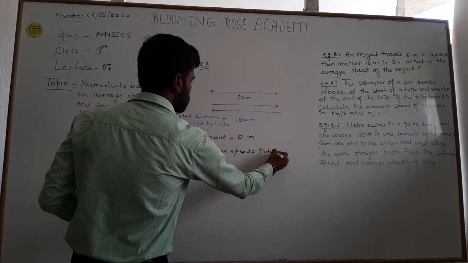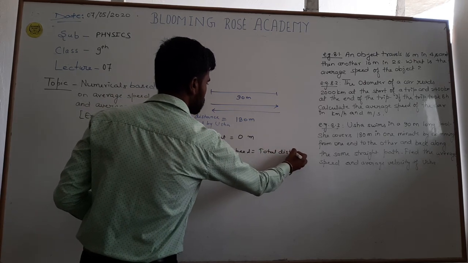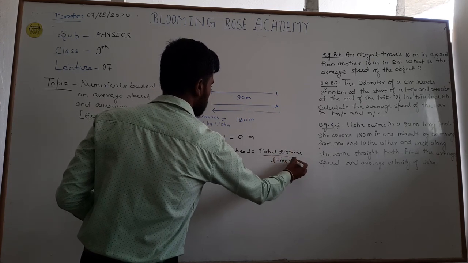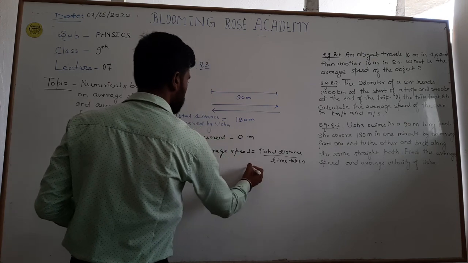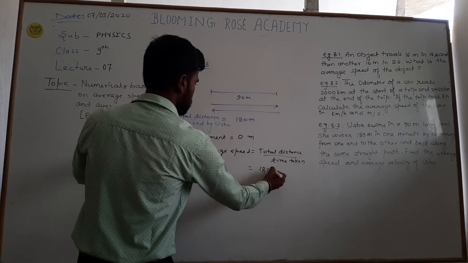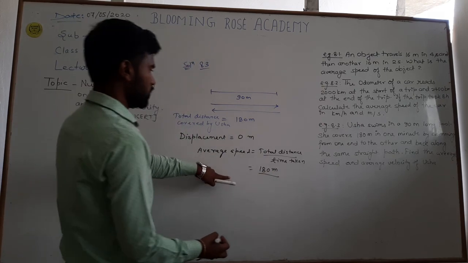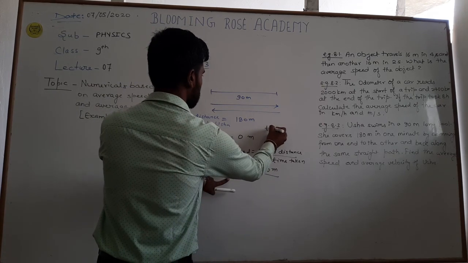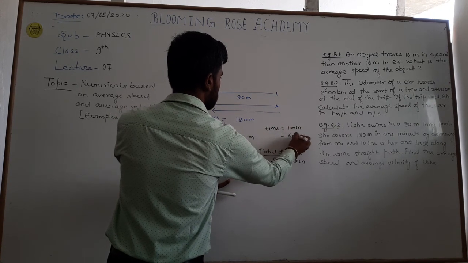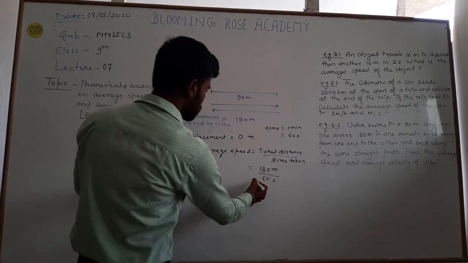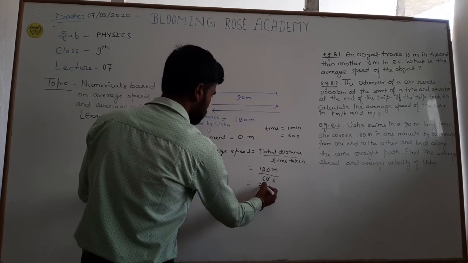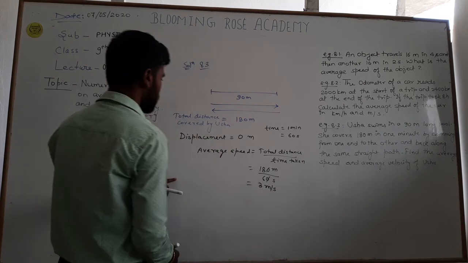Now average speed equals total distance upon time taken, or total time taken. Here distance 180 meter and time is 1 minute, which equals 60 seconds. So we will get here, when we divide it, 3 meter per second.